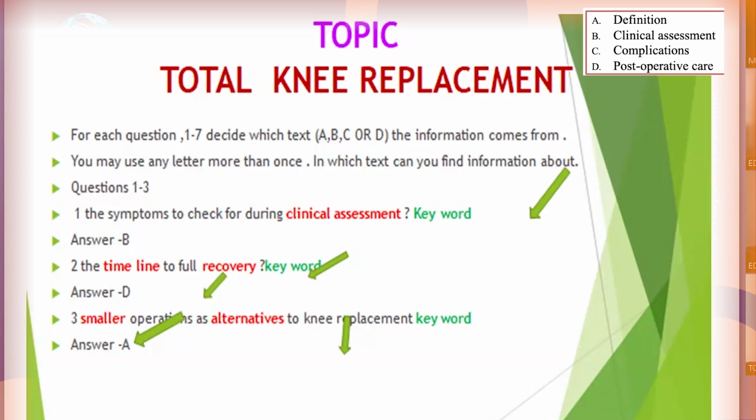Thank you, Pavani, for a better explanation for questions 1, 2, 3 and how to select the keywords. You are using your full strategy, how to skim the keywords. So now I would like to call Valli Prabhakar for questions number 4 to 7.